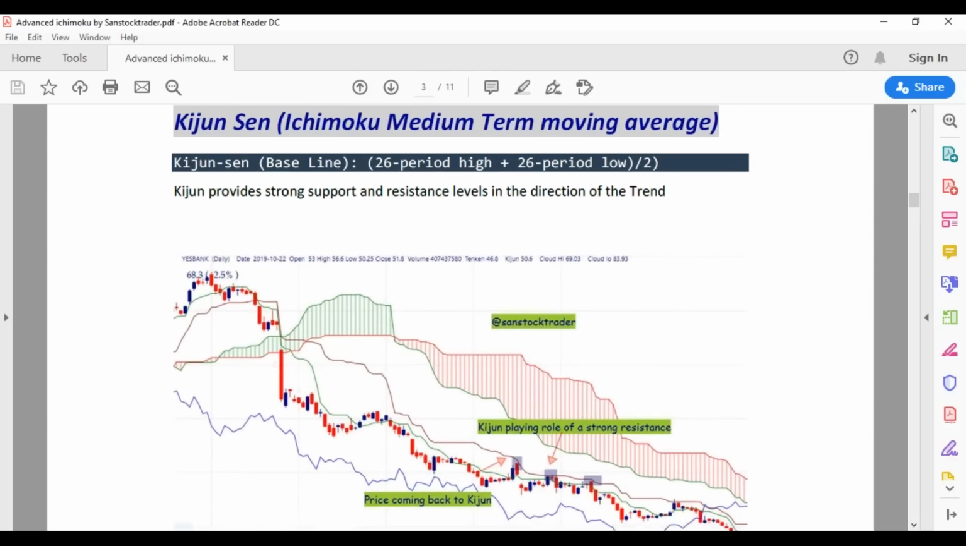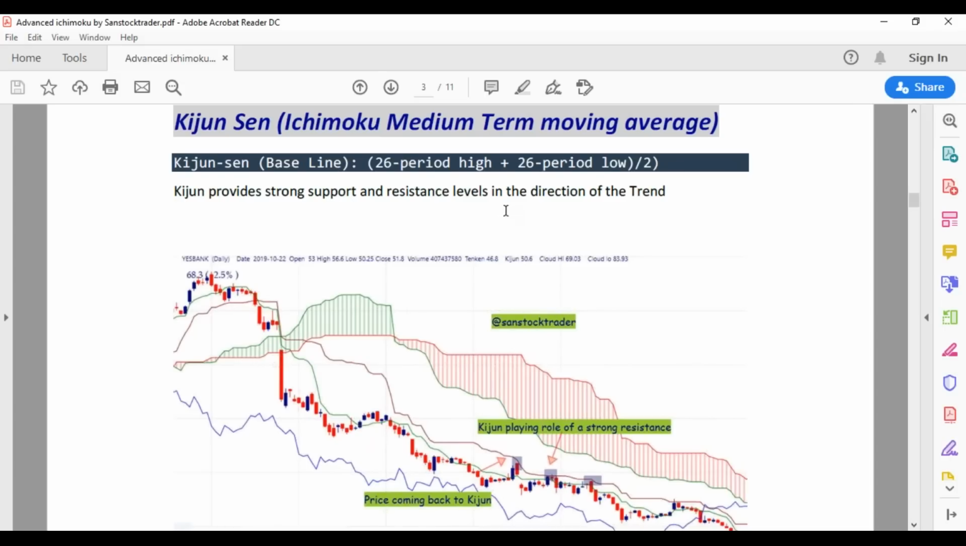First of all, what is the Kijun-sen? To simplify, one can consider the Kijun-sen as a medium-term Ichimoku moving average. It is nothing but the 26 period high plus the 26 period low, divided by 2. You know what exactly it comes out to be? It is the Fibonacci 50% level of the last 26 period high and low. So that's a hidden advantage this Ichimoku system offers us: by default we get a Fibonacci level as well.